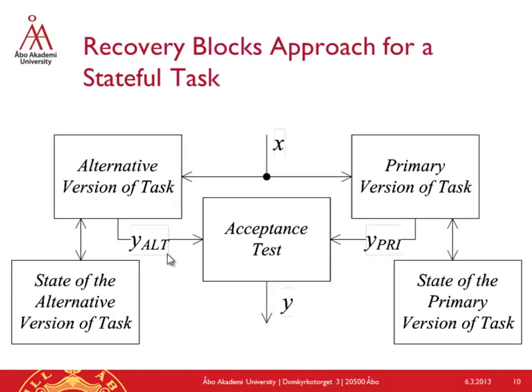Also, I have to say that the state of both of these tasks has to be completely independent. So if the alternative version task is invoked, it has the ability to affect only its own state, and the same is true for the primary version of the task.